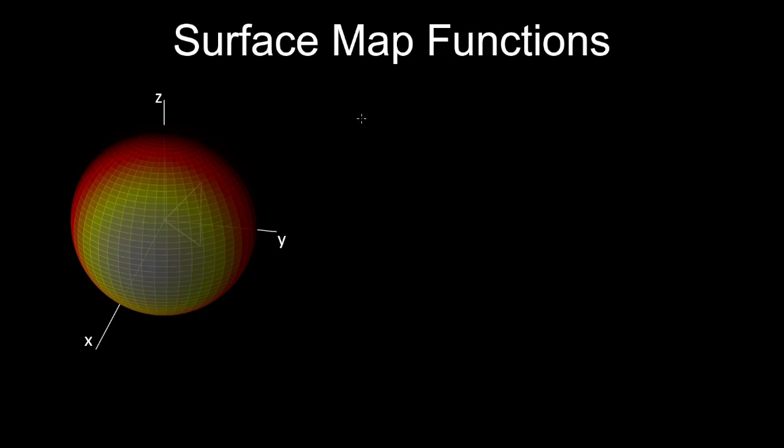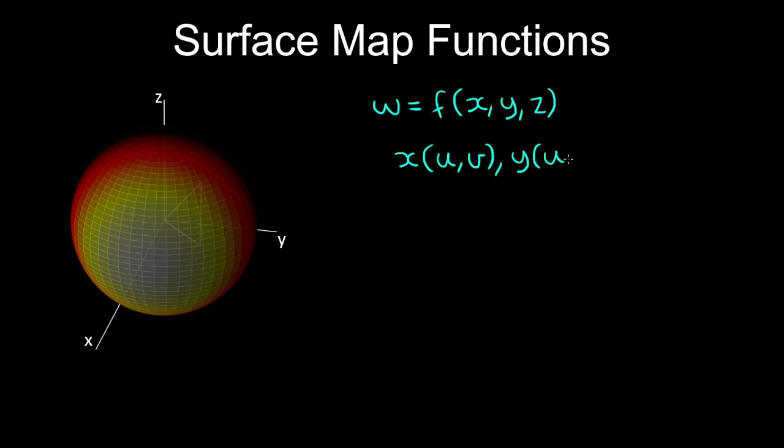We can extend the chain rule to differentiable functions of 3 variables, being x, y, and z, where x, y, and z are also differentiable functions of the variables u and v. So we have y of u and v and z of u and v. So we have the dependent variable w with x, y, and z being the intermediate variables, and u and v are the independent variables.